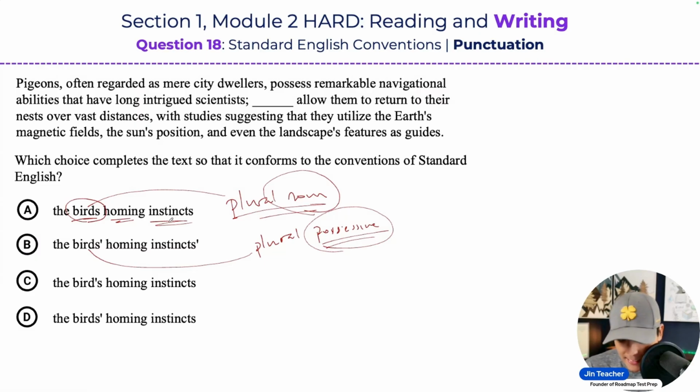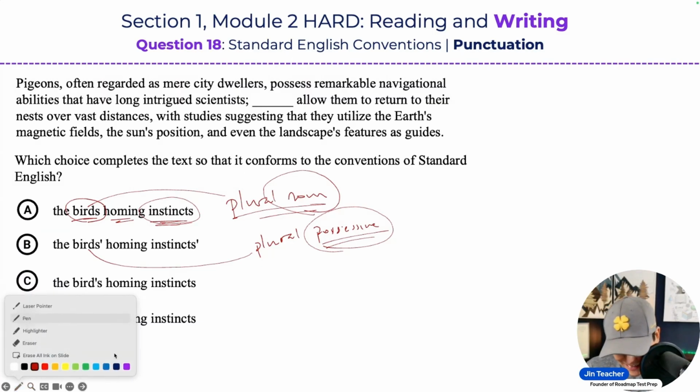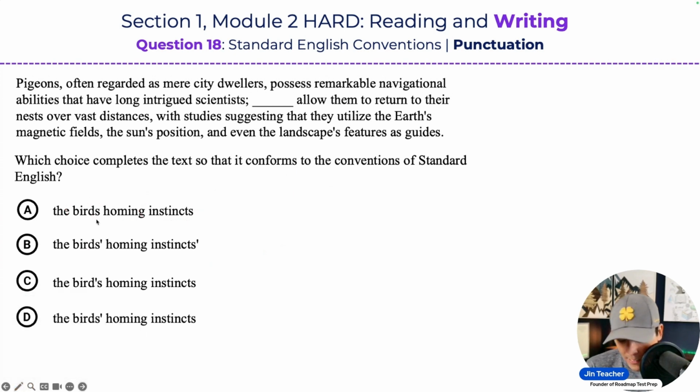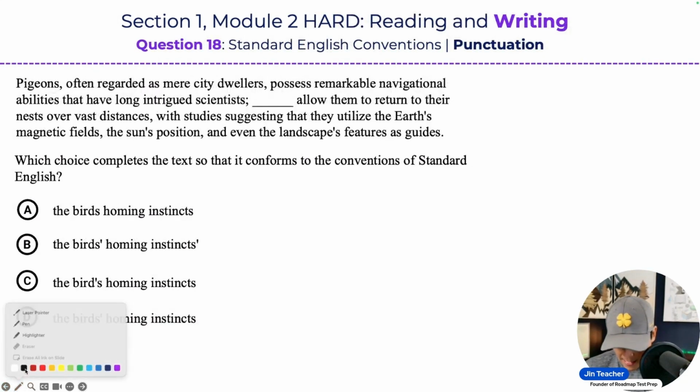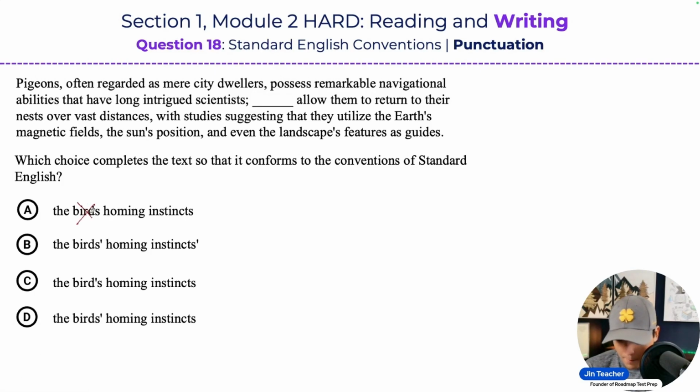So if you ever see these two nouns next to each other like this, and you understand that they have this sort of relationship with each other, like possession, the bird's instincts, it's the instincts that belong to the birds. It's their instincts. If you notice that, then you know that this first noun, like I said, can never be the plural noun form. So because it can't be the plural noun form, we can cross out answer choice B, just because of that. Okay, so now we're getting there.